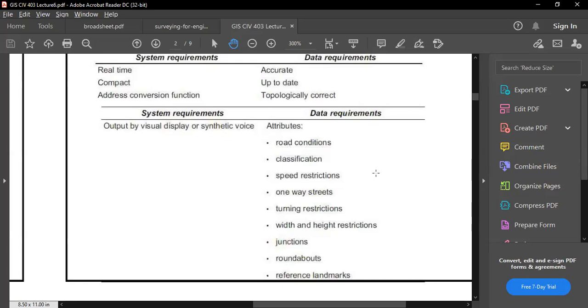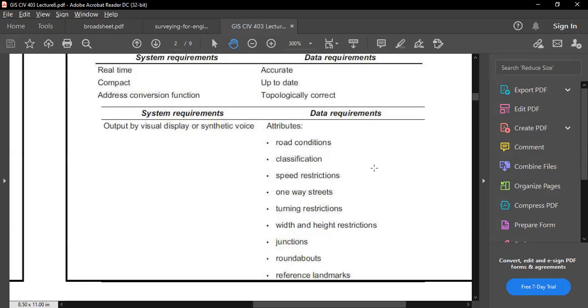So the attributes of a person, it could be that he's too tall, he's too short. Same way in a network, we can say that for a particular link, we can talk about speed restrictions being an attribute of a particular road segment. We can talk about the road condition. Depending on the class of road, you can literally tell that it's a good one or a bad one. Are you okay? Classification, we talked about that. Turning restrictions, can I turn?